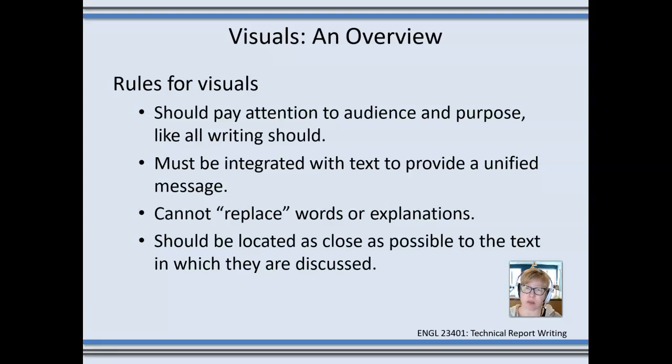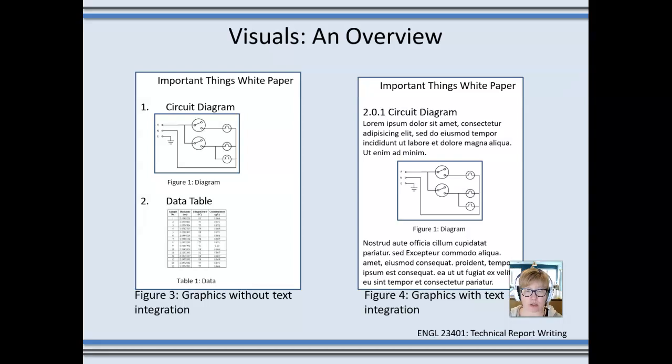Also, a way to make this really cohesive for your reader is to position the visual very close to the description of what is being displayed. So here's an example. On the left, you're going to see graphics, graphic without text integration. This happens a lot in technical writing. Again, for most of you, you think in pictures. You don't necessarily think in sentences like I do as an English person.